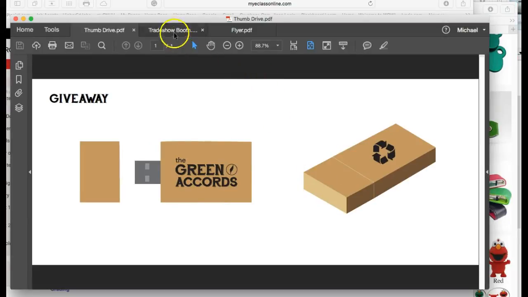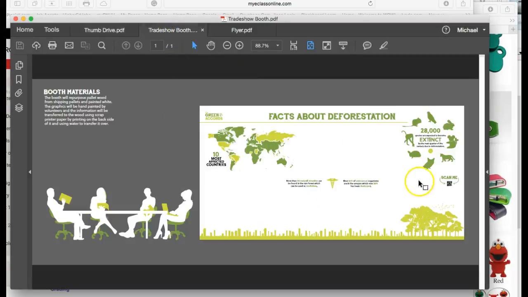Okay, so I just want to talk about the trade show booth. Here's your trade show booth, and you're saying that this stuff right here would all have to be documented, because you're saying that information will be transferred to the wood using scrap paper by printing on the backside of it and using water to transfer it over. I don't understand what you're saying here. There's nothing to point to something I can research to see what you're referring to. So I don't understand what that is.